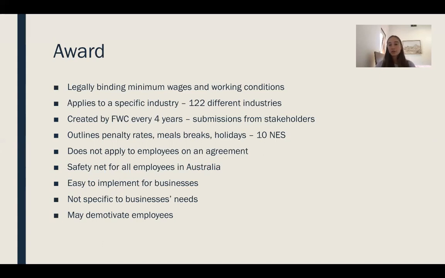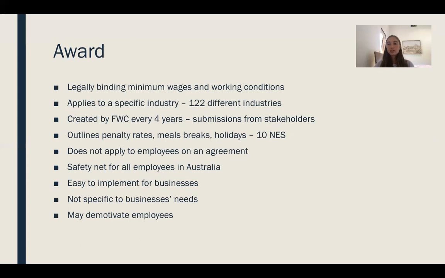And so what the Fair Work Commission does is they receive submissions from employees, employers, trade unions within that specific industry, and they then determine what is fair pay and working conditions for employees. The award will outline things such as meal breaks, holiday pay, penalty rates, as well as pay. And it must adhere to the 10 national employment standards, which are outlined by the Fair Work Commission, which outline, again, minimum standards of employment in Australia.